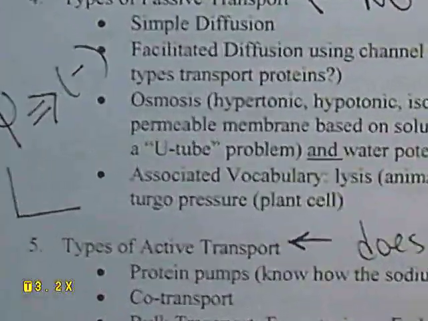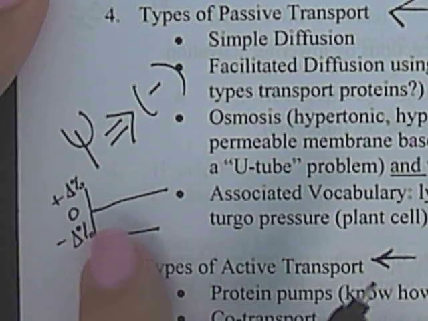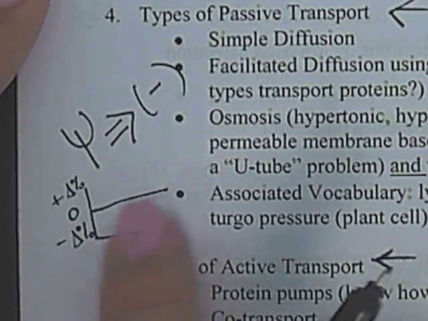let's zoom in a little here. When you are given a graph, at 0 concentration, this is a negative change in percent weight. This is a positive change in percent weight. And then 0 is going to be the isotonic solution.